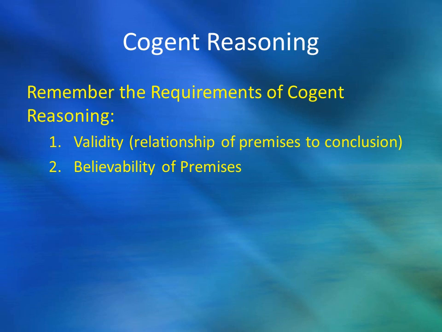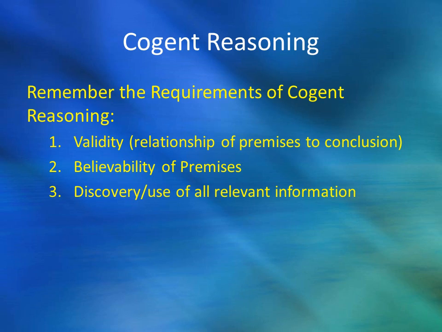Second, cogent reasoning requires believability of premises, whether they're justified. Thirdly, it requires the discovery and use of all the relevant information for analyzing the argument. And we talked a bit about validity in another PowerPoint presentation, so we'll be talking about these two a little bit more this time, although obviously we're not going to cover everything about them. We'll be talking about them more in other PowerPoint slides as well.